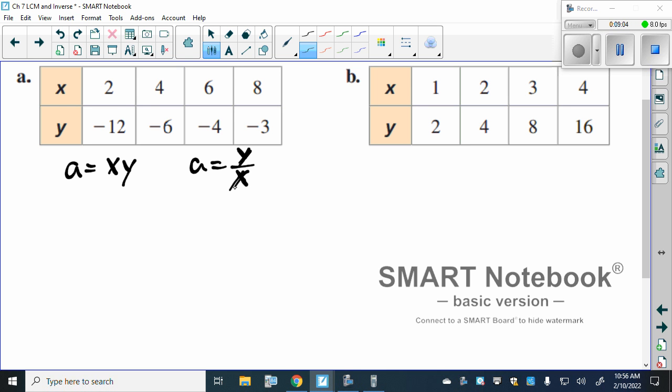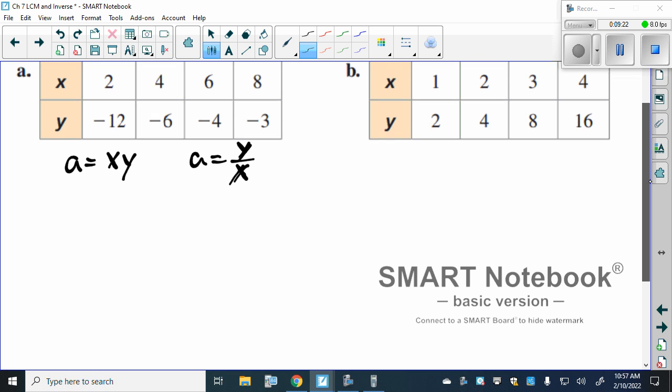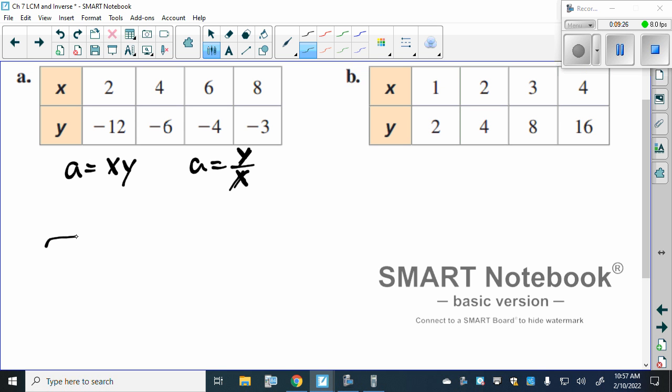And if we multiply them together, all of them, the x and y, and we get a constant term for all of them, it's going to be inverse. If we divide y by x for each one and get the same, it is going to be direct. So which one do we think that A is going to be, direct or inverse? Inverse. So we can start off by taking negative 12 and dividing it by 2. And well, negative, yes, multiply, thank you.